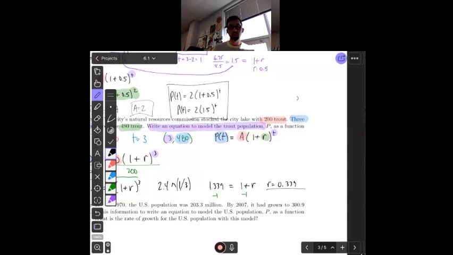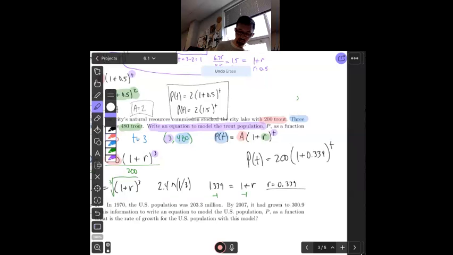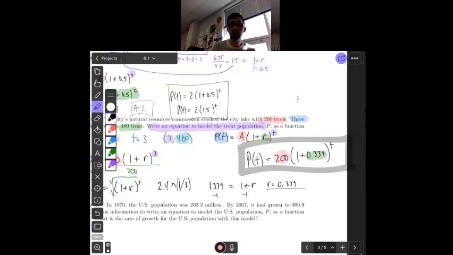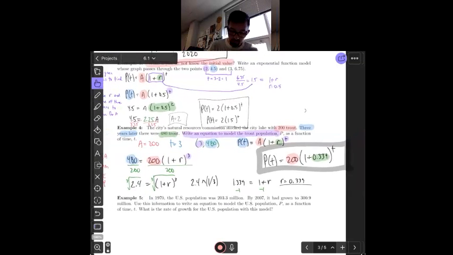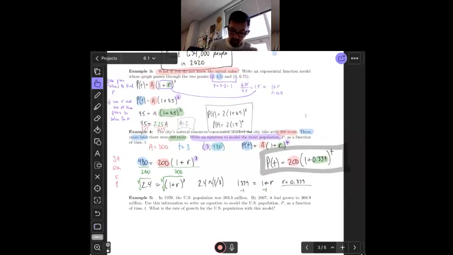Okay, so there we found R, but that's really not what we want to do. We want to write the function. P of t equals 200 times the quantity, all to the t power. Take that A value they gave us, that R value that we just found, and plug them in. Solving gets a little tricky sometimes because you really have to make sure you're following SADMEP well.